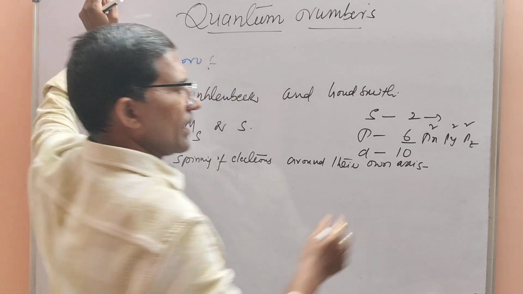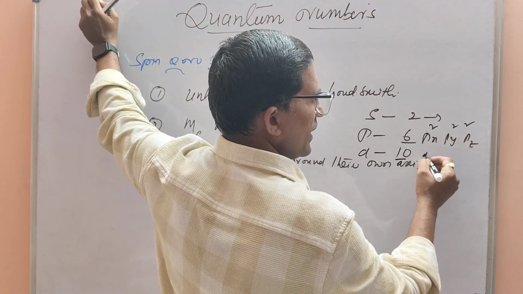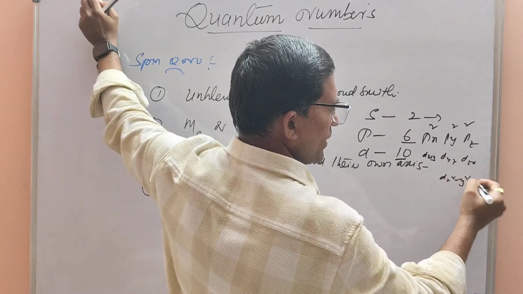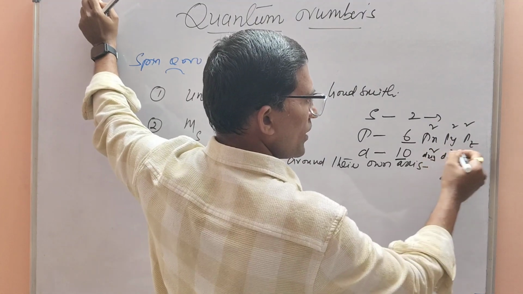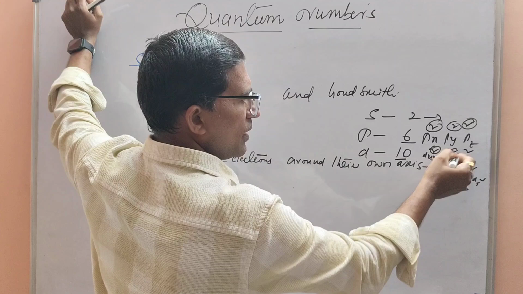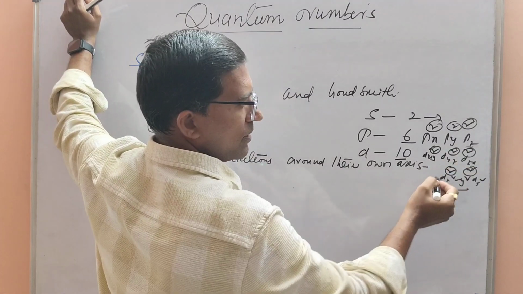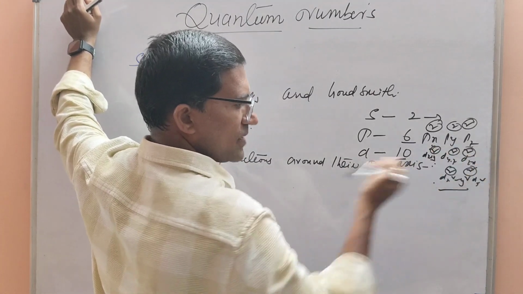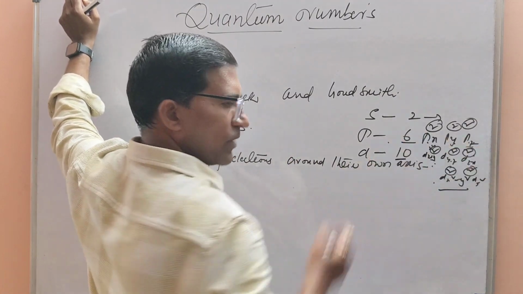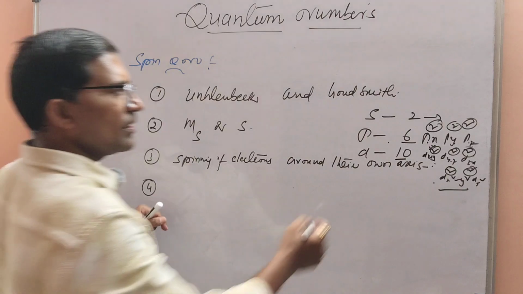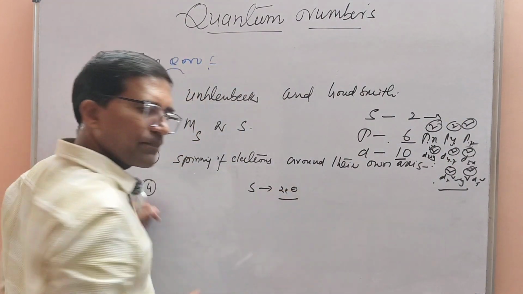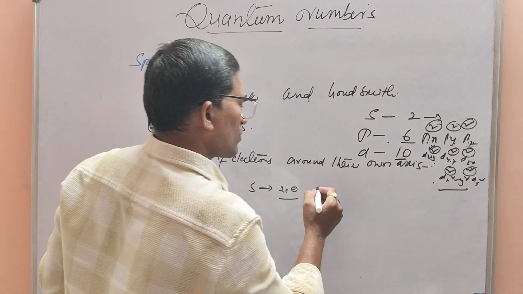Next, d we have is dxy, dyz, dzx, dx square minus y square and dz square, each containing 2 electrons. So I am telling about the number of electrons present in a given orbital. Minimum of every one contains 2 electrons. In p we have 3 types, px, py, pz, each containing 2 electrons. In the s orbital, maximum 2 electrons only.